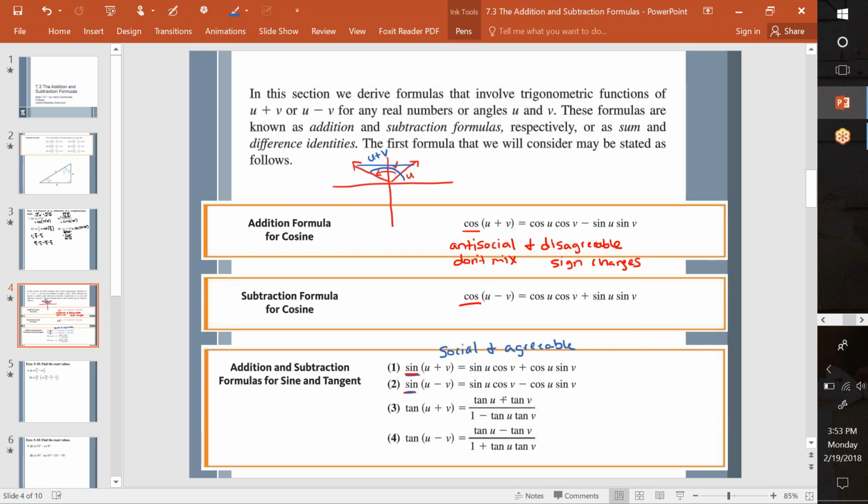So for the tangent, it's pretty simple. You keep it the same sign on top and you get one of each. On the bottom, it's always one, either minus or plus, and it's always the opposite sign on the bottom, and the two tangents get multiplied together.